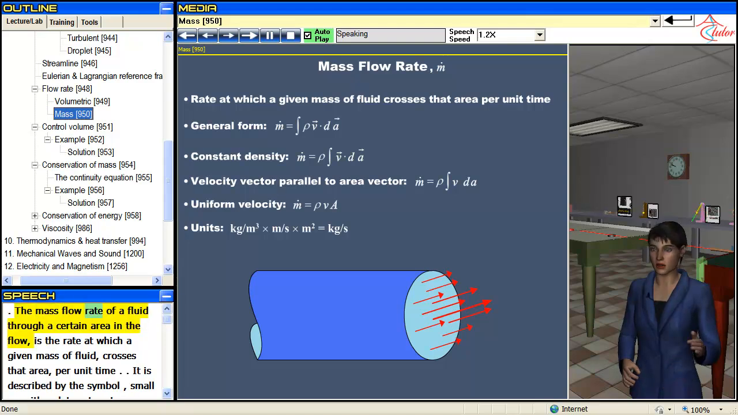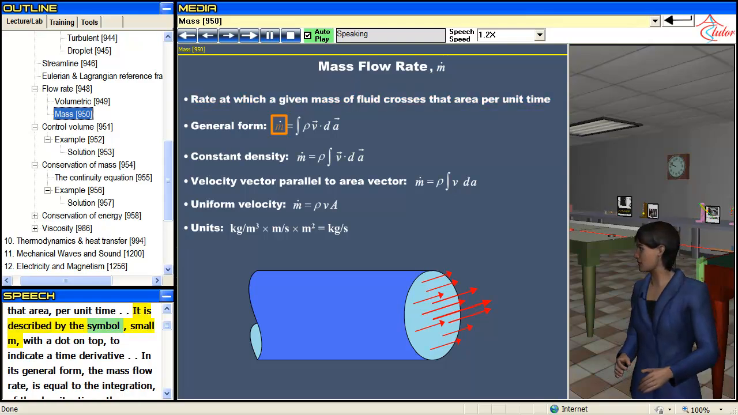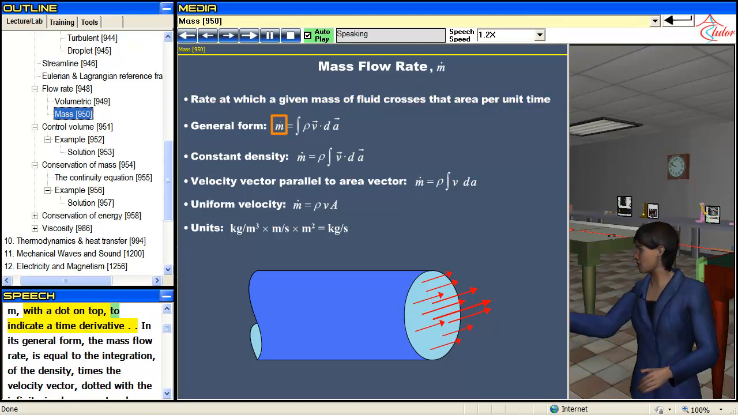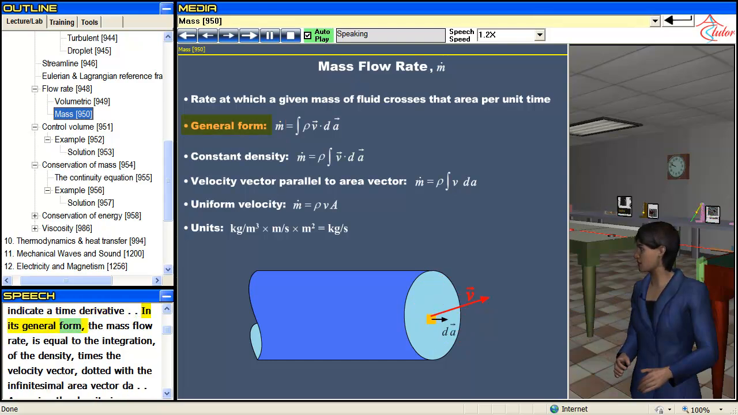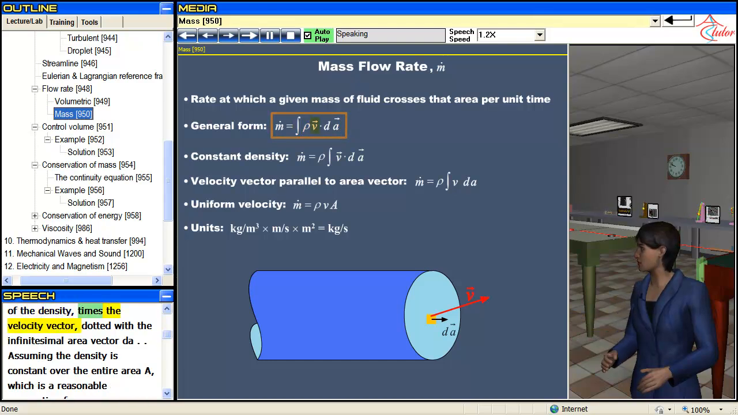The mass flow rate of a fluid through a certain area in the flow is the rate at which a given mass of fluid crosses the area per unit time. It is described by the symbol small m with a dot on top to indicate the time derivative. In its general form, the mass flow rate is equal to the integration of the density times the velocity vector dotted with the infinitesimal area vector dA.